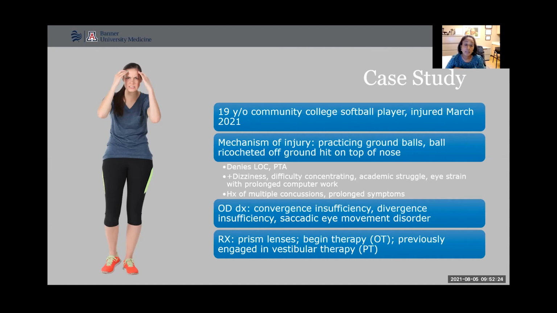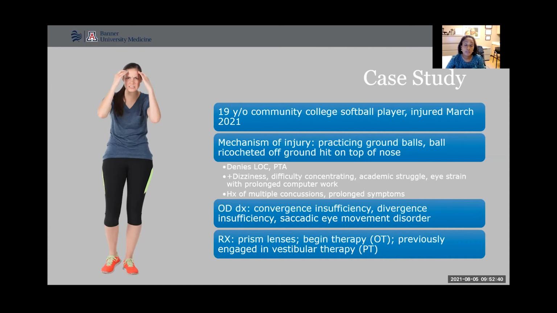This was a third concussion for her. She had 2 prior concussions in softball, but this one blow to the head had been prolonging her symptoms more than they ever had before.